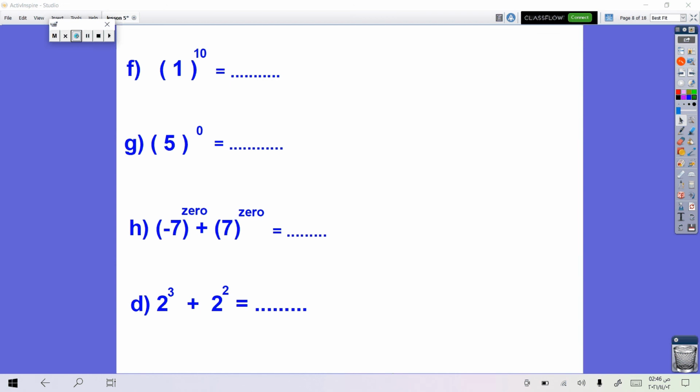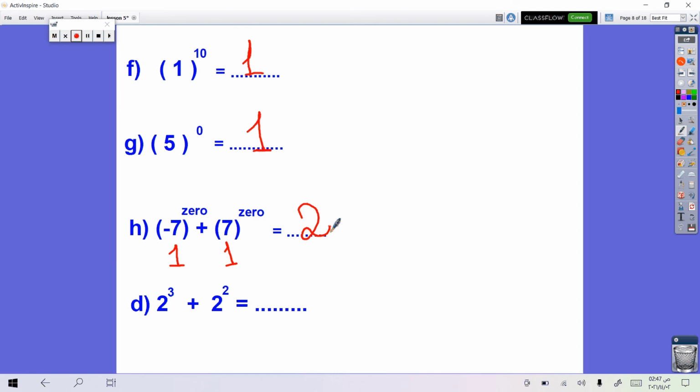Now if we have 1 to the power 10, it means that number 1 is multiplied by itself 10 times. It means 1 by 1 by 1 by 1, 10 times. So it will be equal 1. If we have 5 to the power 0, as we said before, any number raised to the 0 power will be equal 1. Negative 7 to the power 0 will be equal 1. Plus 7 to the power 0 will be equal 1. So 1 plus 1 equals 2.